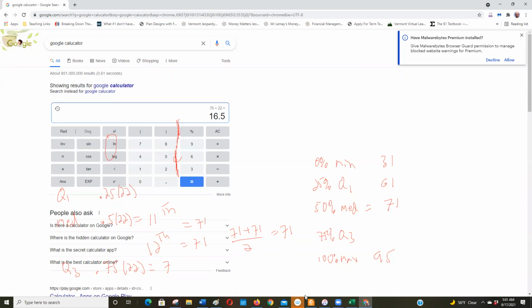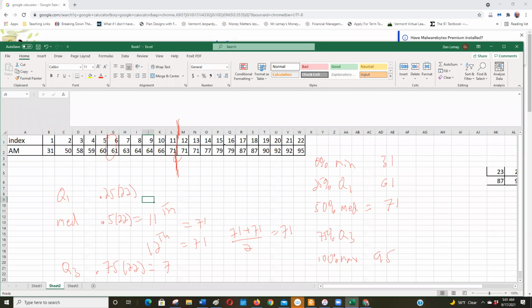16.5, so I'm going to round that up to 17. So the 17th value is 87 as I'm seeing it, all right? Isn't that the 17th value? 87.